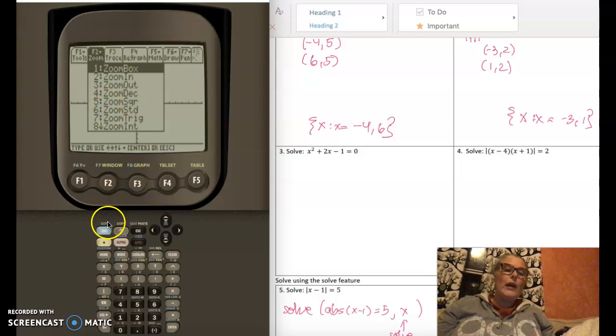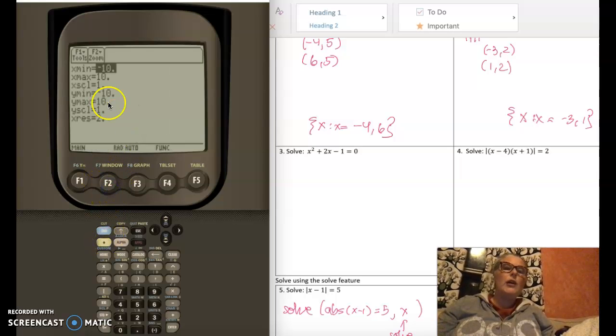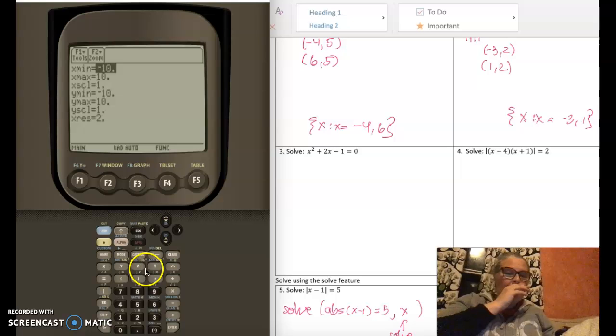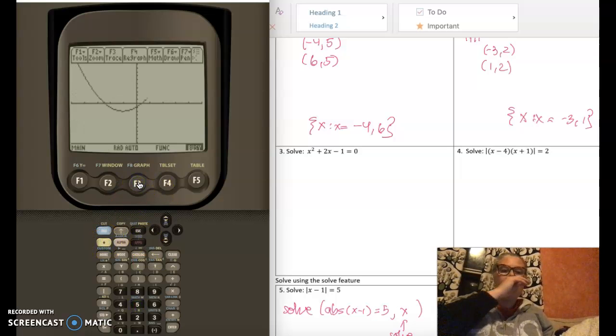I want to control the window. So you see above the F2, we have window. So I'm going to go in and control the window a little bit. Not that it's necessary here, but just for the sake of it, I'm going to change it to -5 for the X coordinate to 5, I think. So use the arrow key down and 5. And then we're going to look at the graph. So we're going to hit the graph again, so that we can see the intersections a little bit better.